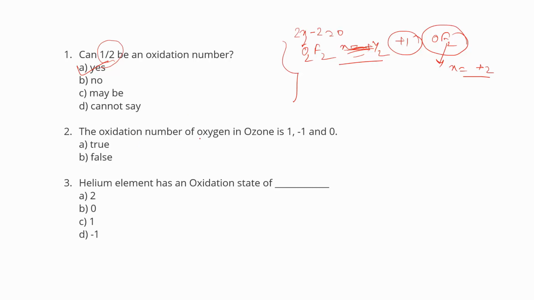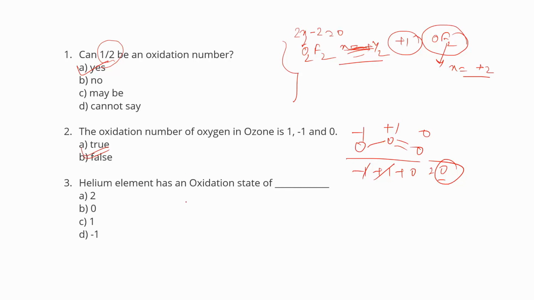Second question is: the oxidation number of oxygen in ozone. It will be 0, because we know that oxygen is oxygen only. So it will be plus 1, minus 1, so it will be 0. So basically minus 1 plus 0 will be 0. So the statement is false. That will be the correct answer, false.